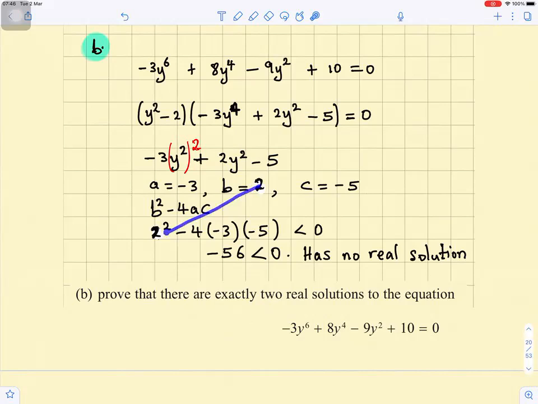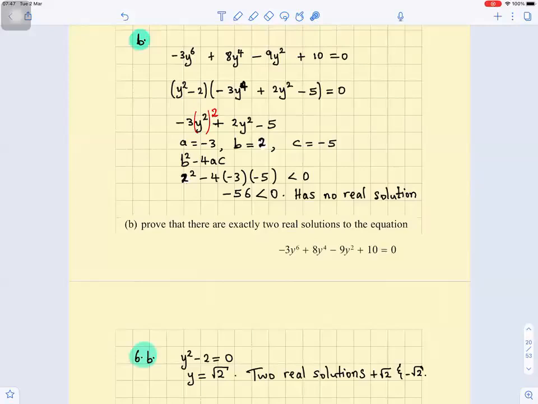So it's 2 squared for B, minus 4 times A, which is minus 3, times C, which is minus 5, is less than 0. So you get minus 56, which is less than 0. So it has no real solutions. So that's what we wanted to show. And if you put y squared minus 2 equals 0, y is equal to square root of 2, and square root of 2 gives 2 answers. So there are 2 real solutions, plus square root of 2 and minus square root of 2.